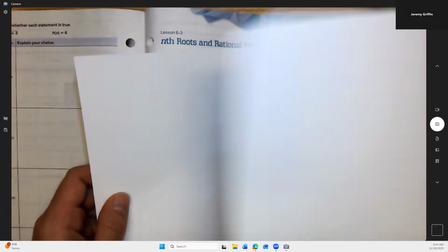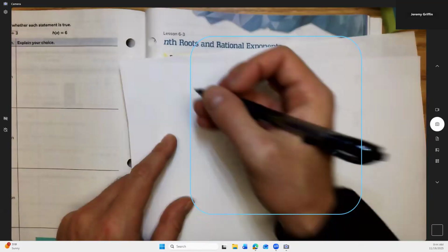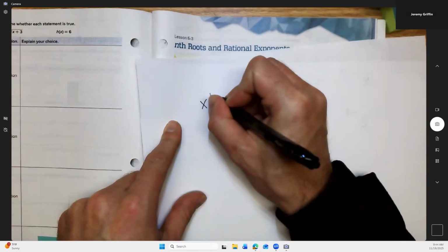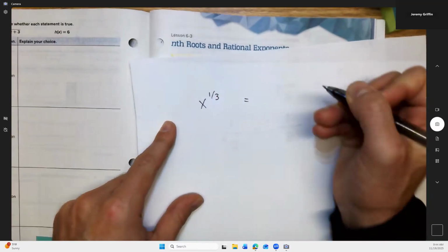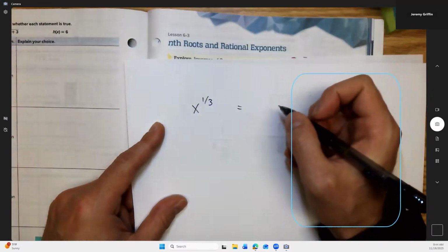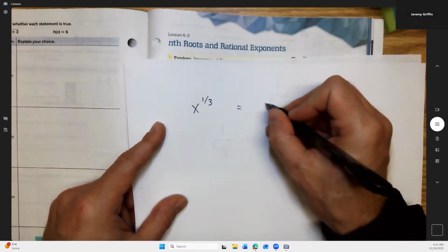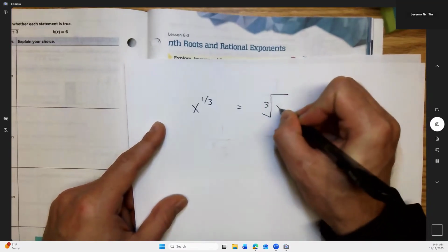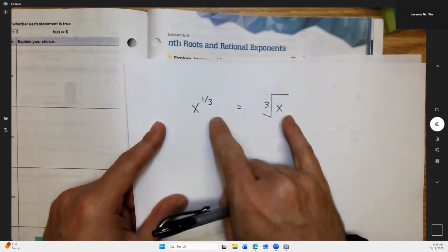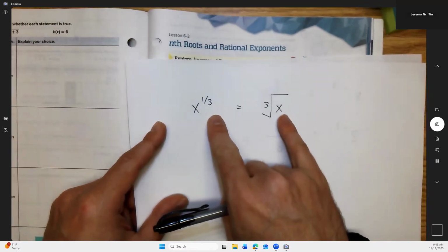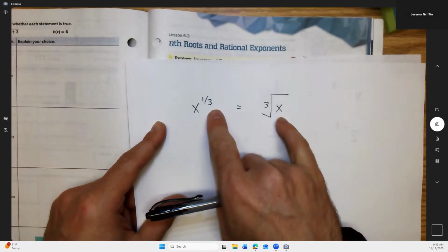How about, what if you see this? X to the power of 1/3. What's another way to say that? The cube root of x. So guys, a fraction power is the same thing as a root. And if it's a 1/3 power, that'd be a cube root.